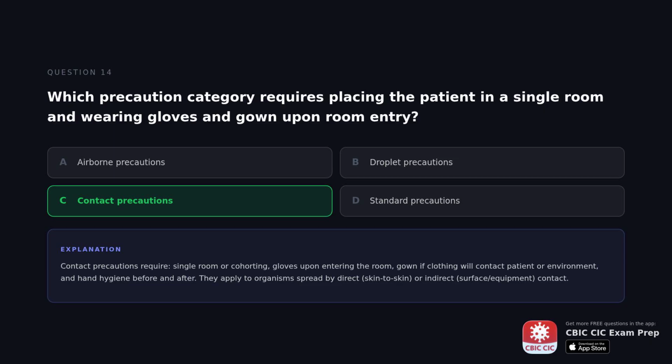The correct answer is contact precautions. Contact precautions require single room or cohorting, gloves upon entering the room, gown if clothing will contact patient or environment, and hand hygiene before and after. They apply to organisms spread by direct skin-to-skin or indirect surface equipment contact.